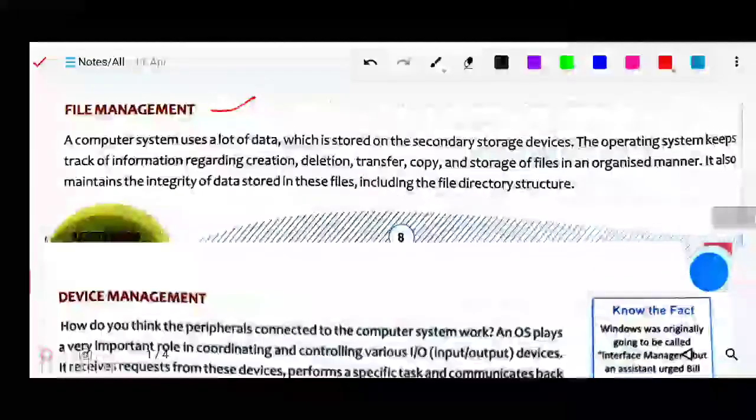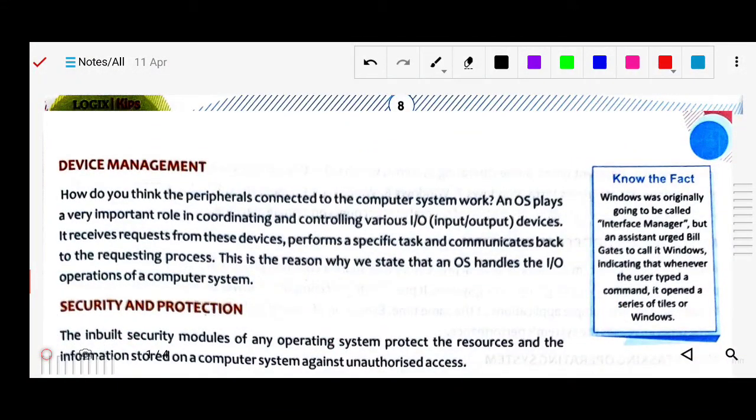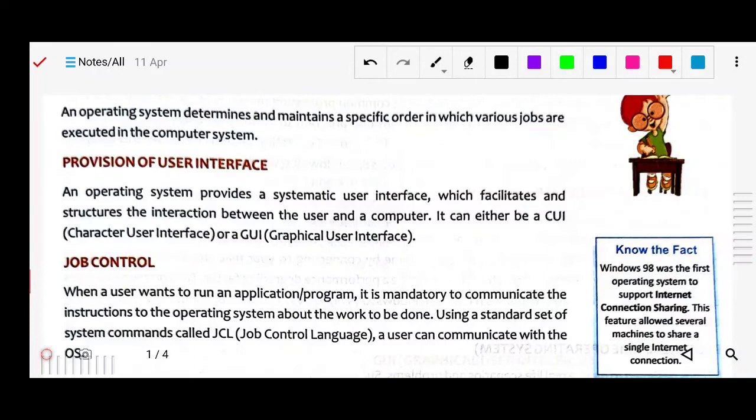Then next we have device management. It manages all the connected devices, like peripheral devices, and controls the input output system. Security protection provides security to our system, like providing a password, so that an unauthorized user cannot access it. Job control: whenever a user wants to run an application program, it is mandatory to communicate instructions to the operating system about the work to be done.